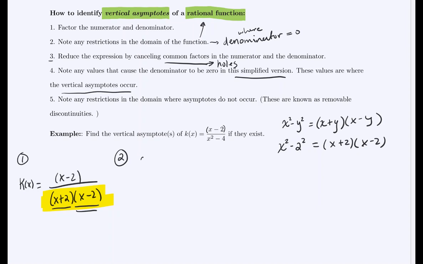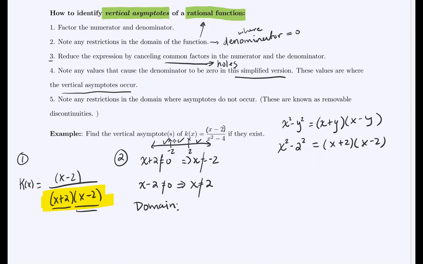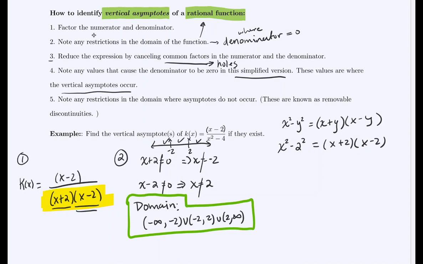So we'd want to think about, well, when is x plus 2 equal to 0? When is x minus 2 equal to 0? This gives us x equals negative 2. This gives us x equals 2. So the domain means we can't have these, right? We don't want these to be equal to 0. So the only restrictions are we can't be at negative 2 or positive 2, but we could be anywhere before, between, or after. So that's going to be from negative infinity to negative 2, union negative 2 to 2, union 2 to infinity. So we finished step 2.